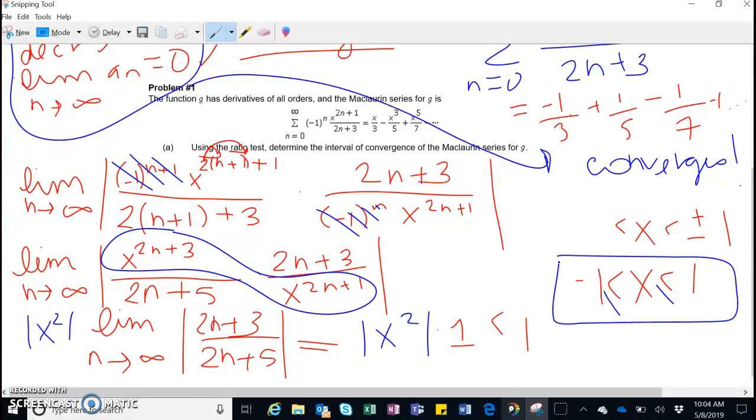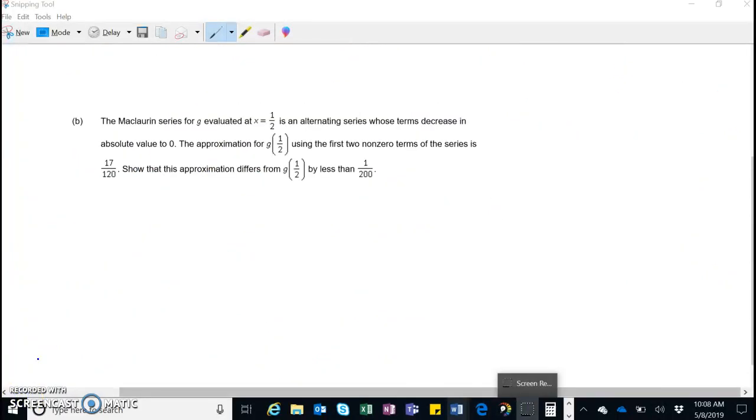Gosh, what a doozy. That's a tough question, but we can do all that work with the ratio test, and we just have to dig in really carefully when we check our endpoints to make sure that we're closing out and getting the correct final answer.